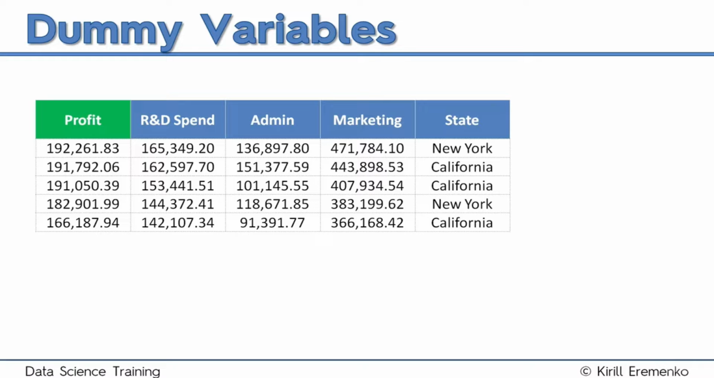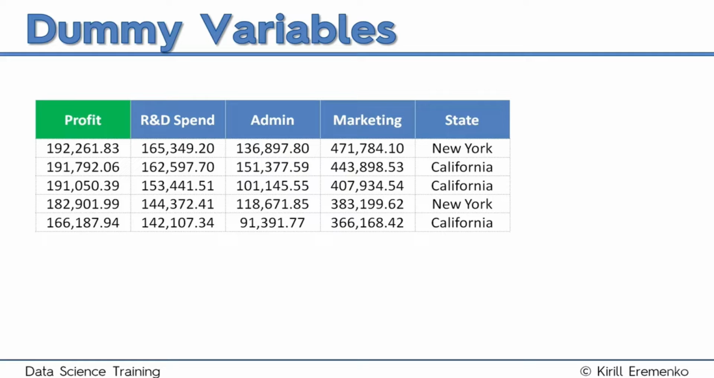The challenge that we're faced with is that the venture capitalist fund wants to see if there's any correlations between profit and the amounts that have been spent on different expenses, R&D, admin, and marketing, and also in which state the company operates. So, is there a correlation between profit and all of these variables, and how would you go about creating a model to understand how knowing R&D spend, admin, and marketing and state to predict profit.